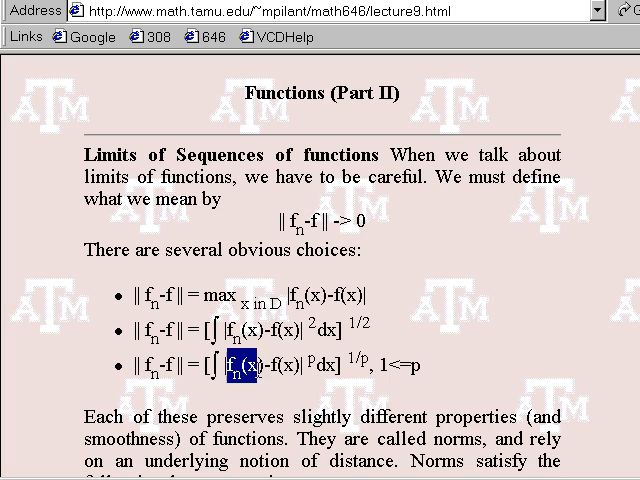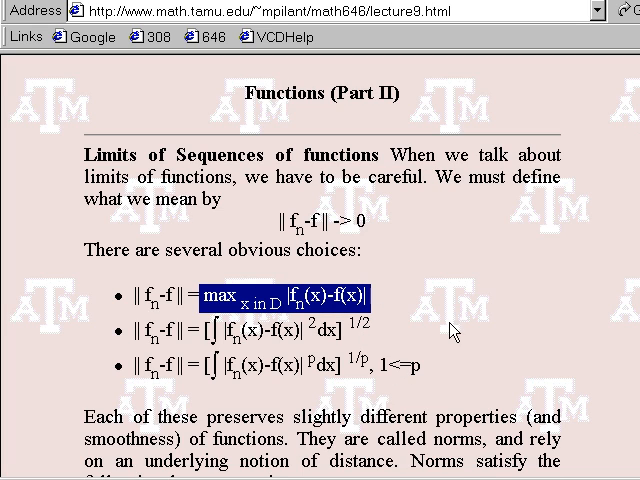This norm essentially replaces 2 by p. So you take fn minus f, raise it to a power p, integrate it, and then take 1 over p as the result. This is actually valid for any p, strictly speaking, greater than 0, but it's only really useful for p bigger than or equal to 1. And if p goes to infinity, you essentially get this with the sup replacing the max.